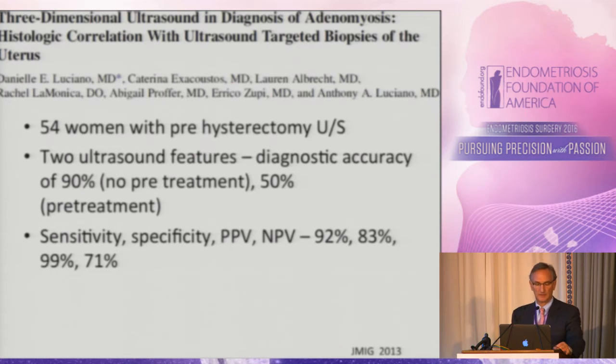So this is an excellent study by Daniela Luciano and Exacoustos. They looked at 54 women prior to a hysterectomy, looking for at least 2 ultrasound features that we mentioned for adenomyosis. The diagnostic accuracy, if the patients were not treated with any type of hormonal suppression, was 90%. And if they were on hormonal suppression, it was harder to diagnose. It was only 50%. But look at this. You had a positive predictive value of 99% with the ultrasound. And again, this is with a biopsy-proven diagnosis based upon the ultrasound findings.